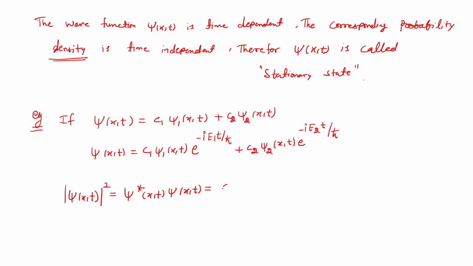So what will happen if you do this? c1 psi 1 x t, if you multiply with the same thing with the star, the star will become plus, so these will cancel out, and with that you will get just this. Similarly it will happen for c2.